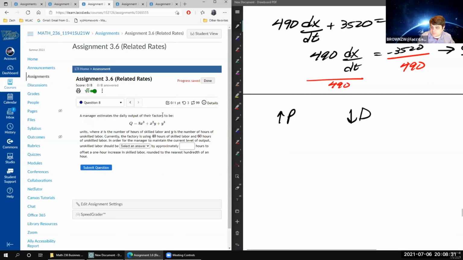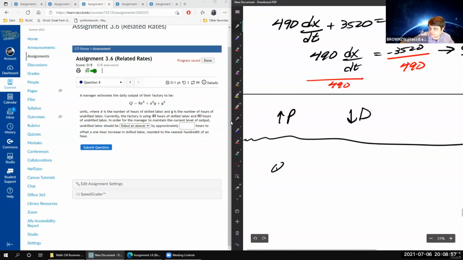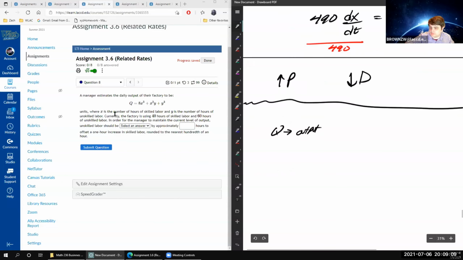A manager estimates the daily output of their factory to be Q equals, and then you're given this long expression, where X is the number of unskilled labor hours, and Y is the number of hours of skilled labor. It gives you some variables to input, and you're asked to find, if we want to maintain the current level of output, where Q is representing that output. That's telling you something without directly telling you: if the output is not changing, then dq/dt, or the change in output, is going to equal 0.